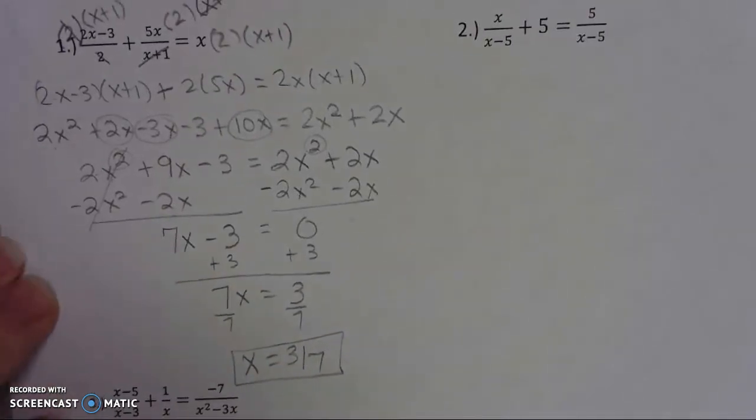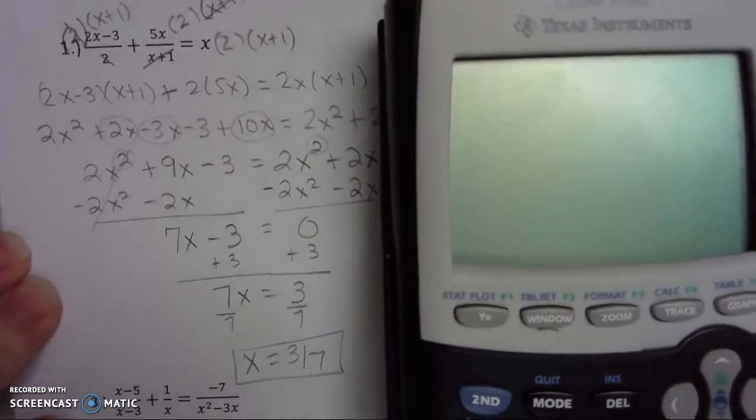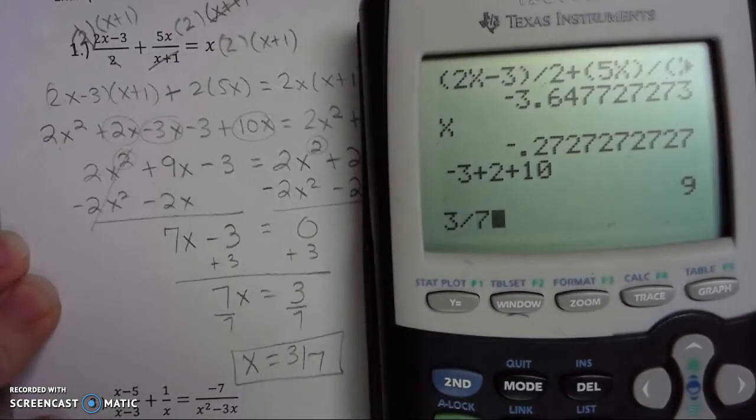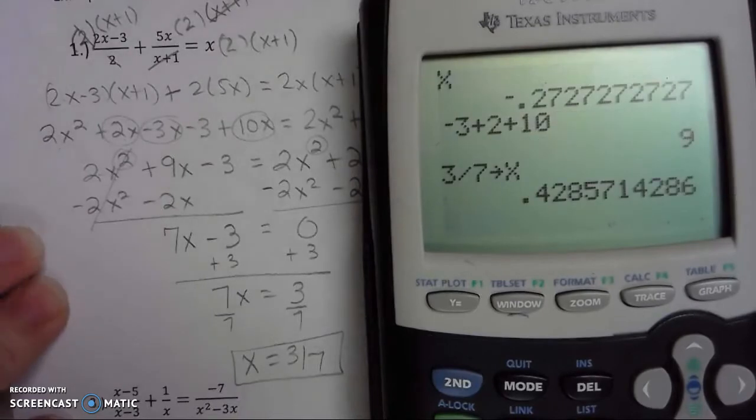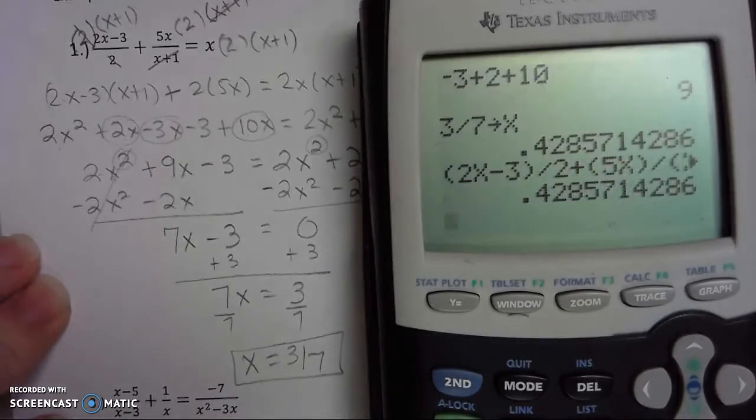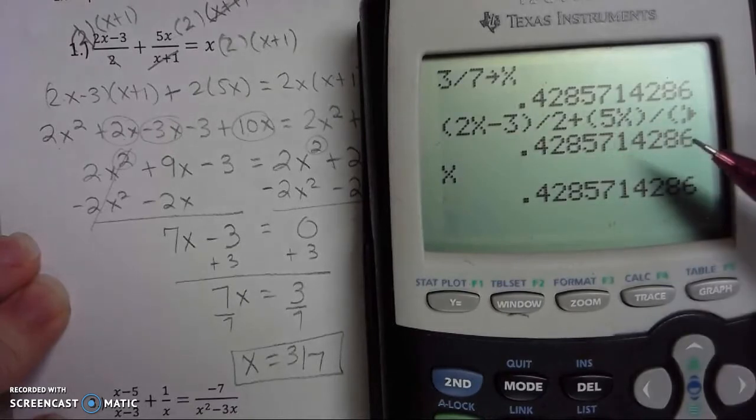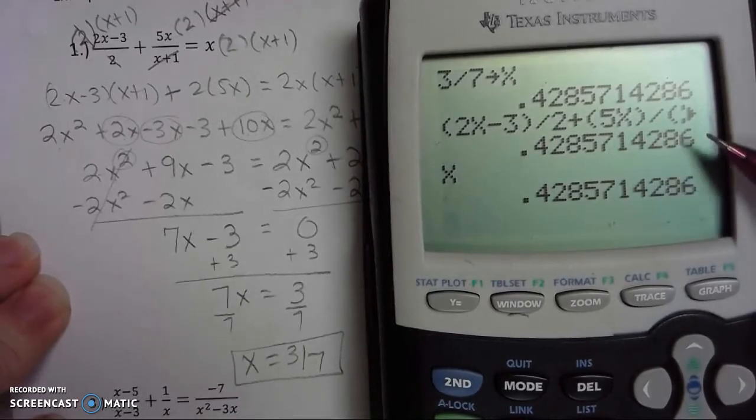Now I can use my calculator to verify that this information is true by storing 3/7 in for x. Then I will type in each side of my equation, so 2x minus 3 divided by 2 plus 5x divided by x plus 1. When I hit enter, I get 4.28557, and then if I hit x for the right side, notice that the left side of my equation and the right side of my equation have the same value. That tells me my answer is correct.